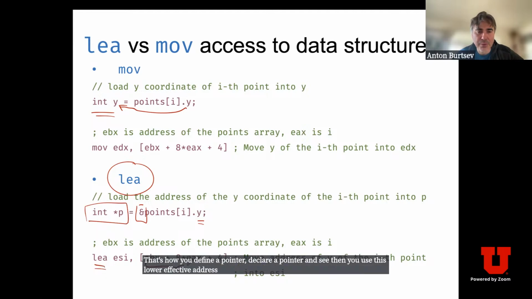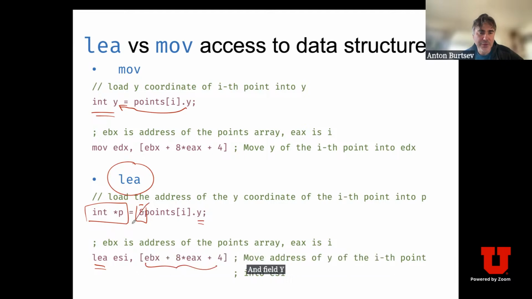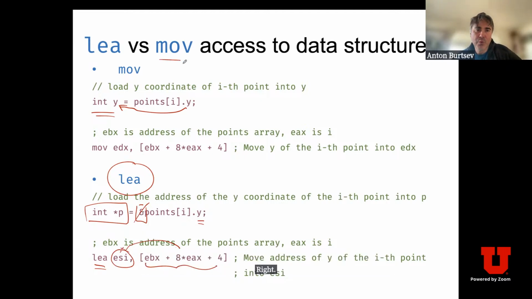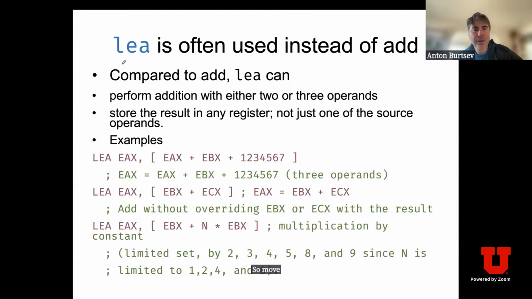So essentially, it will not touch the data. It will run the same computation because the address of this field, like points I and field Y, is the same. The only difference is this ampersand. But instead of loading the data, you just save the address into this ESI. So you computed this pointer, for example, right? So move and load effective address.